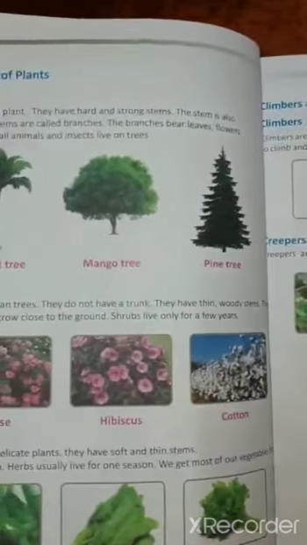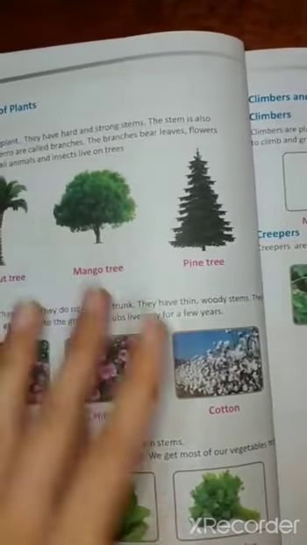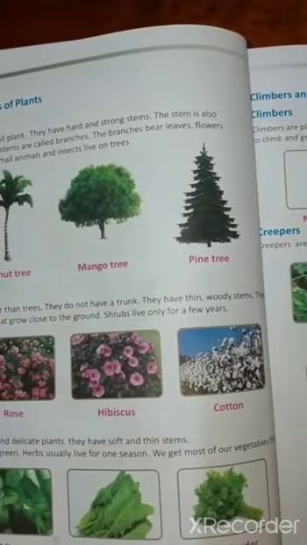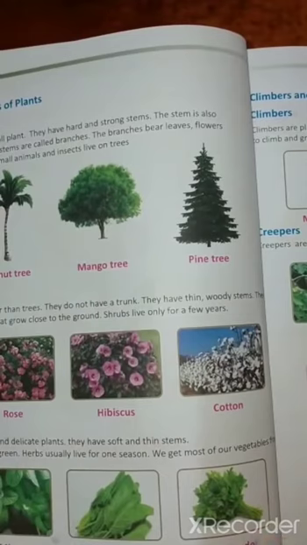So now what you have to do, you have to watch different kinds of plants around you, and you have to tell your parents. When you come to the school, I am going to ask you questions. I will show you different pictures of the plants. Then I am going to ask you whether they are trees, shrubs or herbs, or whether they are climbers or creepers, and then you have to answer me.